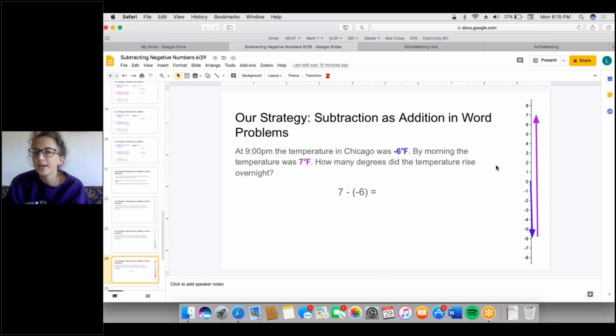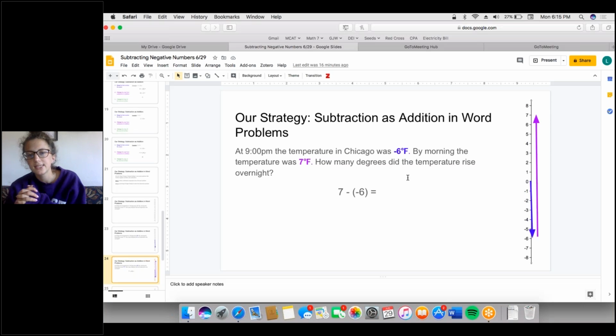You can do it on a number line, and you can also do it in a subtraction expression. If I want to find the difference, I want to subtract what I started with from where I finished. Well, I finished, the temperature was at 7 degrees. And I want to find the difference, so I'm going to subtract -6.